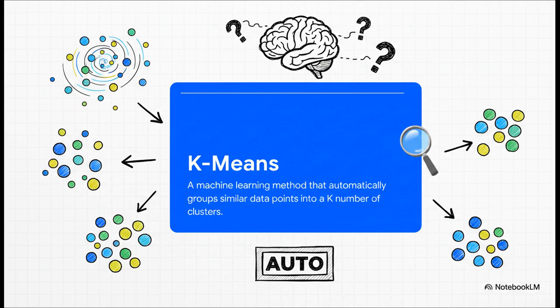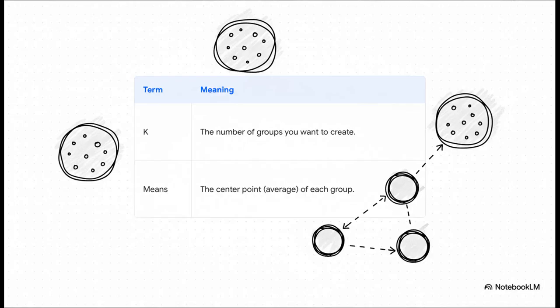Pretty cool, right? The name, k-means, actually gives you the whole game plan. K is just the number of groups you want. That's it. If you want 3 groups, K is 3. If you want 10, K is 10. Simple. And means, well, that just refers to the average or the center point of each group. And we're going to see exactly why that's so important in just a second.